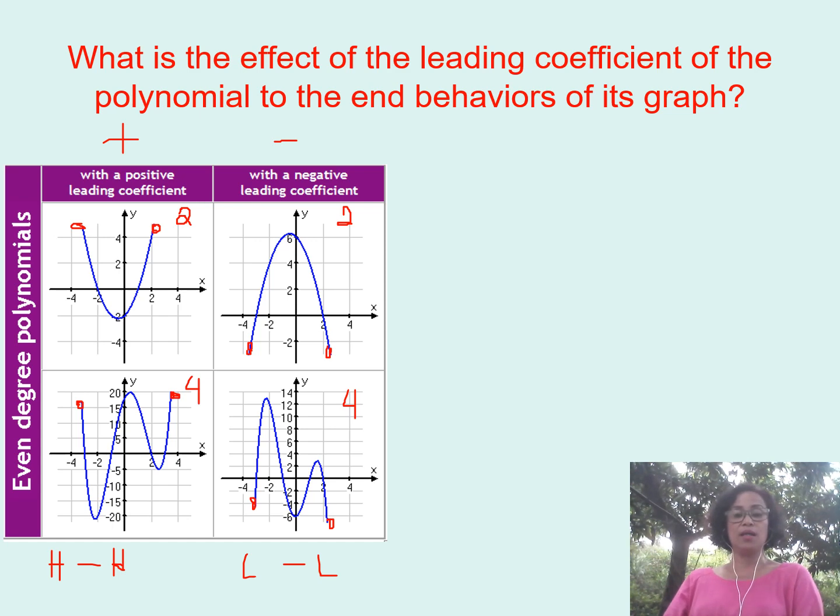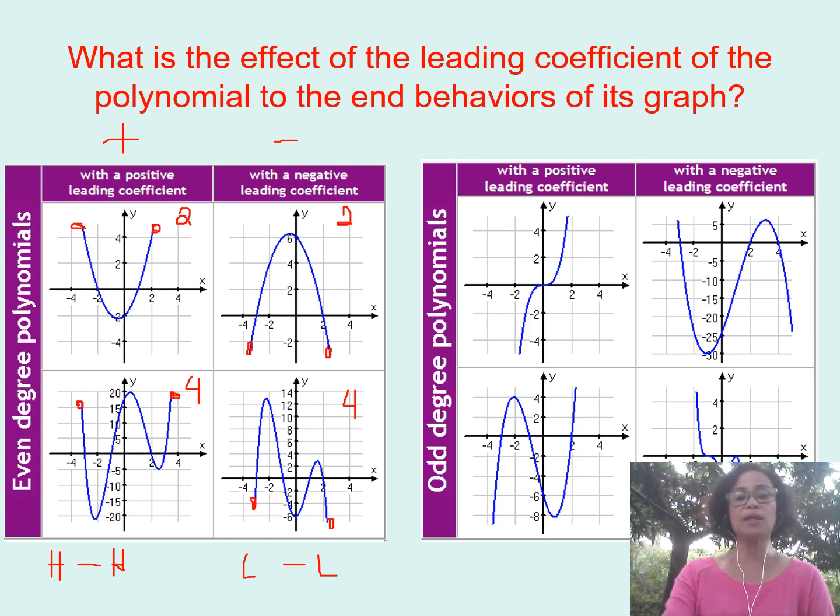Okay? Now, let me move on to the odd degreed polynomial functions. When you say odd, it's the first degree, third degree, fifth, seventh, ninth, 11th, and so on. So, I'm going to show you examples here. First one is a third degree, and the second one is a fifth degree. That's a fifth degree and a third degree polynomial function. Now, let's examine its end behaviors.